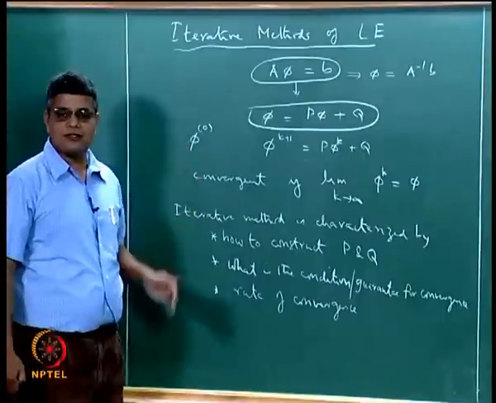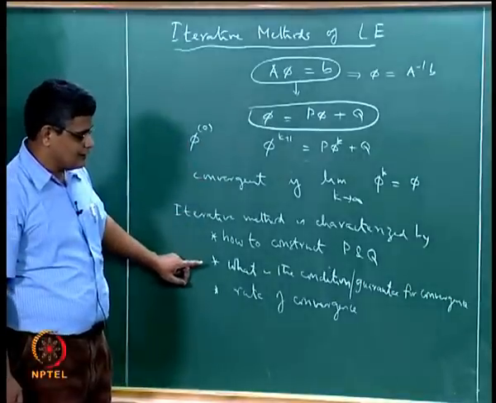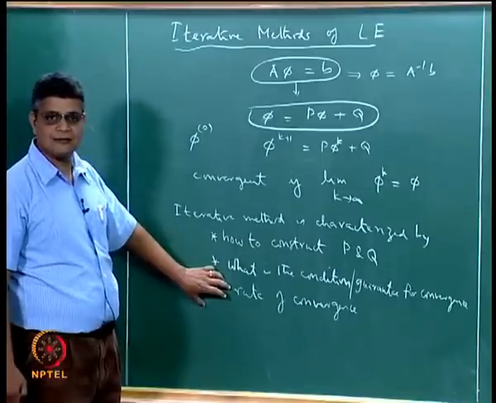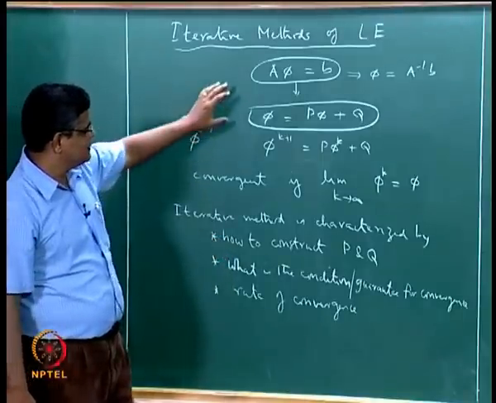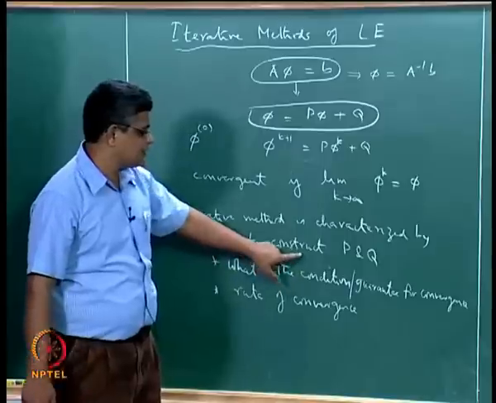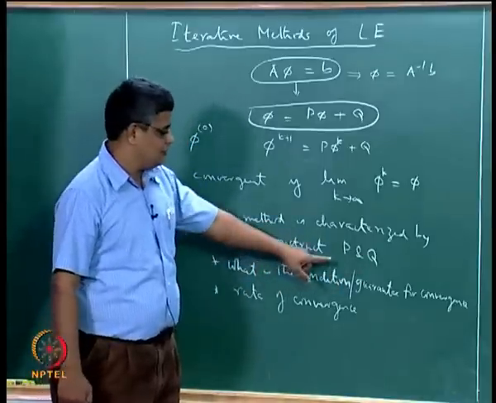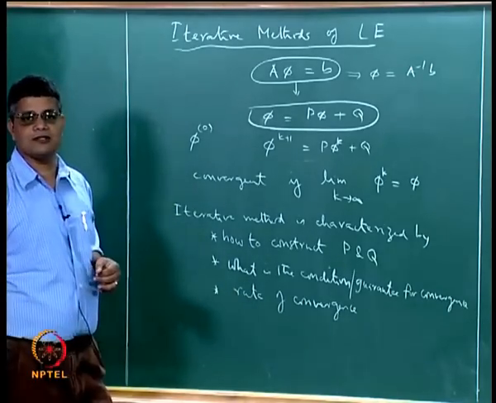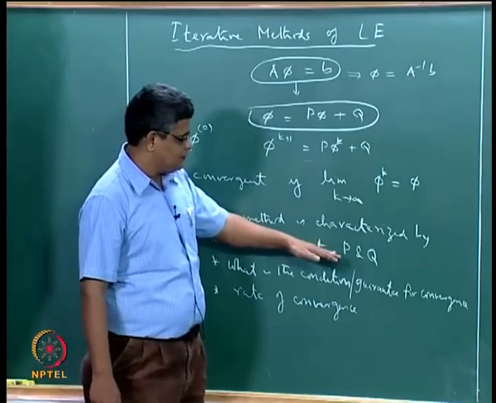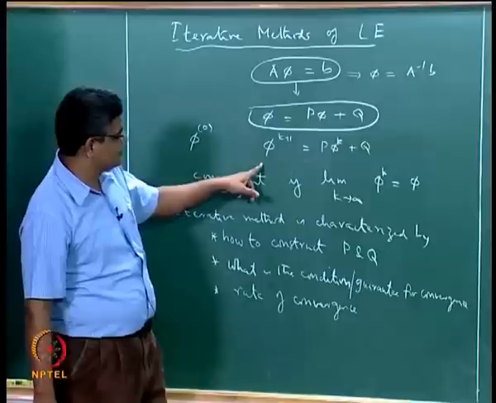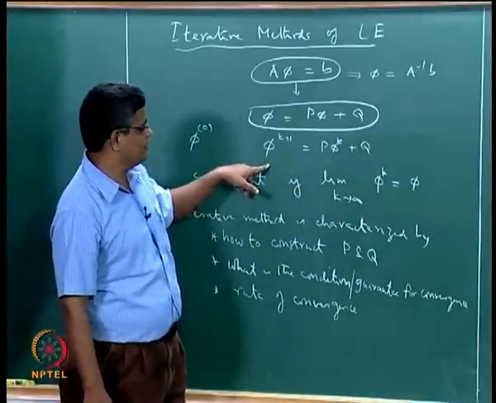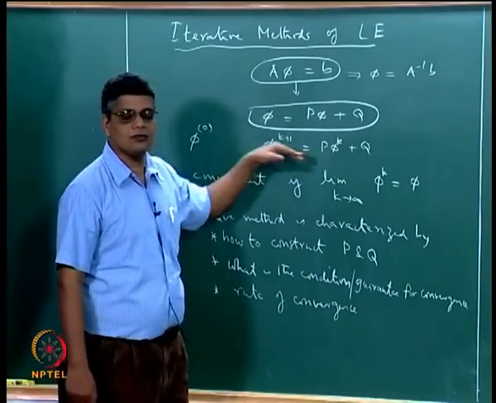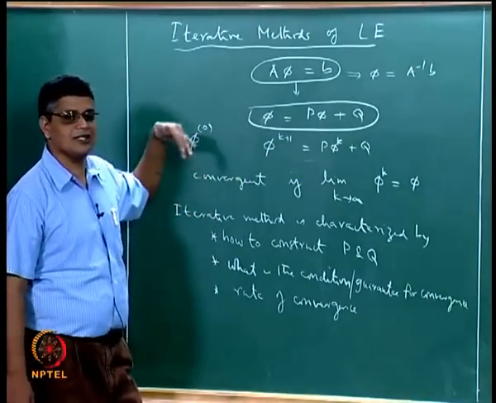For an iterative method to work, it is not sufficient to have a convergent scheme or one that has a good rate of convergence. It is also important that this construction of P and Q should be such that it does not require too many mathematical operations. In addition to that, the P and Q should be such that the successive generation of solution, that is starting with phi k to get phi k plus 1, should not also involve too many mathematical operations, because we need to do this iteratively.